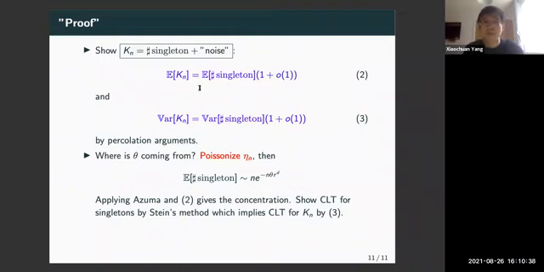To be more precise, the main body of the paper is devoted to showing the following two relations. The first is to say that the expected value of Kn is asymptotically equivalent to the expected number of singletons, and the variance satisfies an analogous relation. So these 2 and 3 are really the crucial step, the crucial computation in the paper. This can be done by some percolation arguments. Now I can tell you where this theta is coming from.